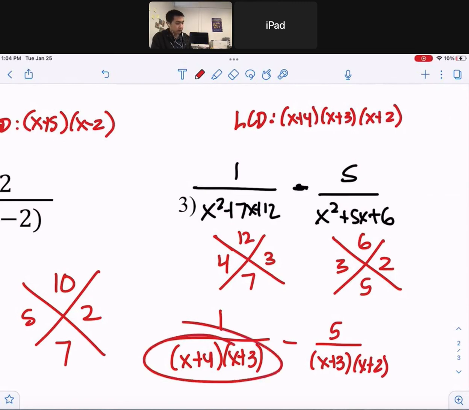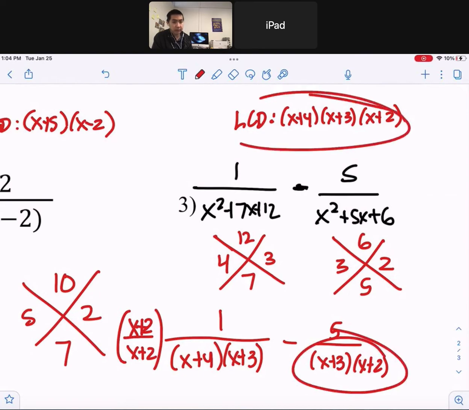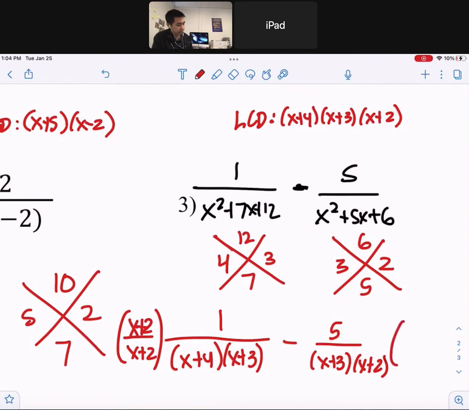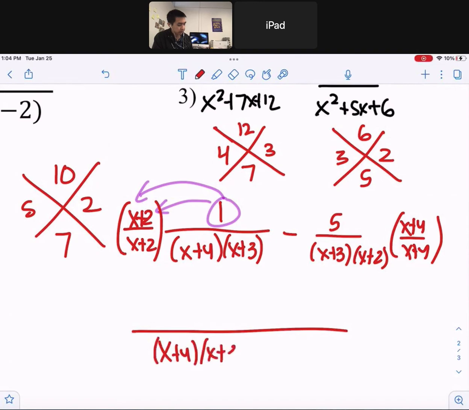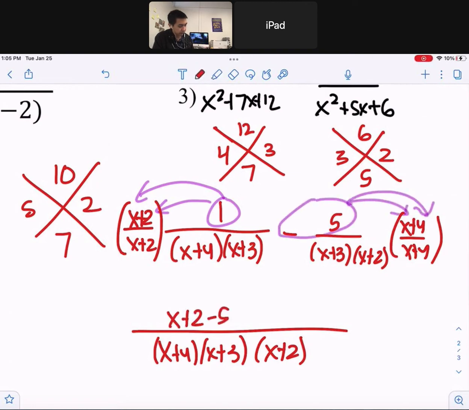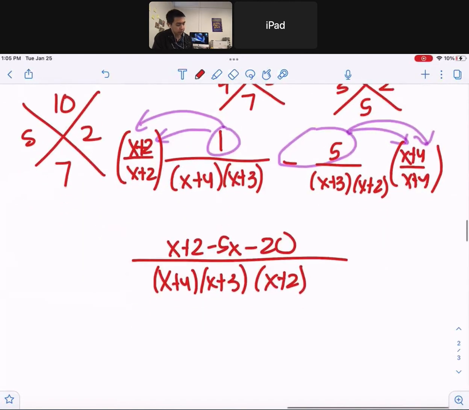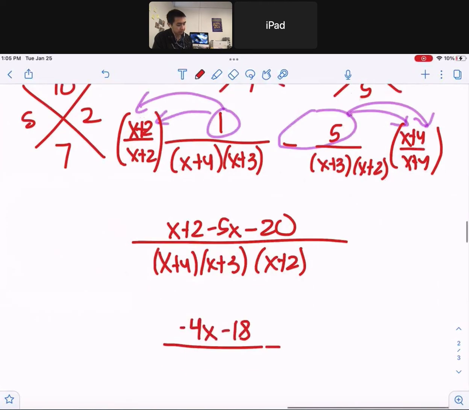Now, how do we get this to match up with this? It's missing an x plus 2, so we multiply top and bottom by x plus 2. What is this missing from this? It's missing the x plus 4. So we gotta multiply top and bottom by x plus 4. So this one, distribute to both. This is all over x plus 4, x plus 3, x plus 2. We get x plus 2, you guys. Now distribute this negative 5 to both of here. Negative 5x minus 20. Combine like terms, so x minus 5x is negative 4x, 2 minus 20, negative 18.